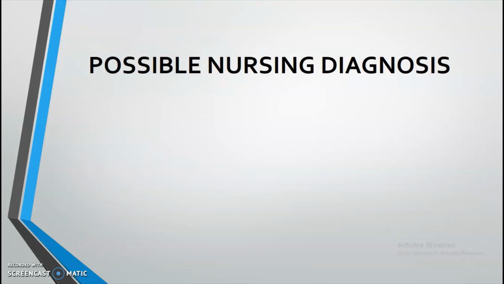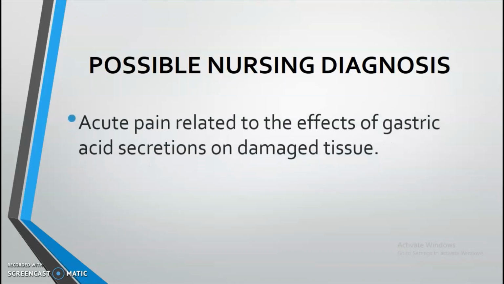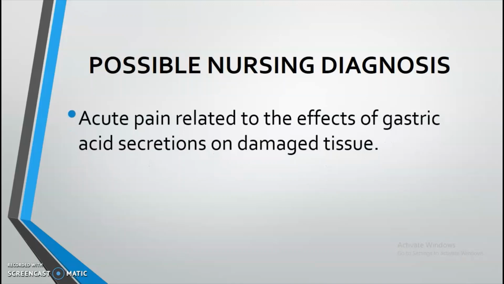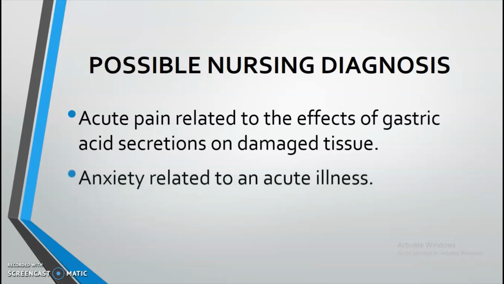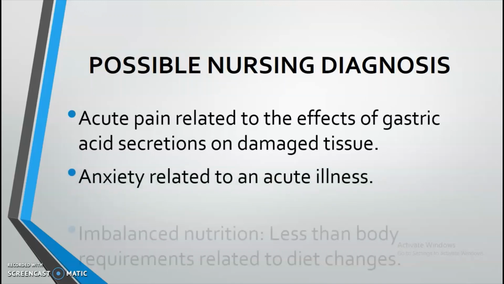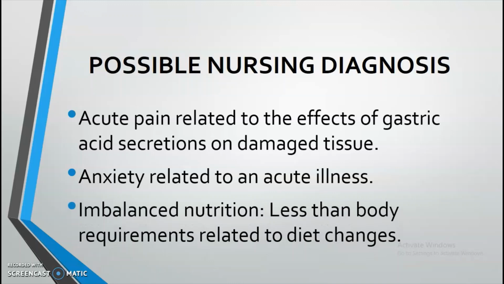And for the possible nursing diagnosis for patient with peptic ulcer disease, okay, patient may have diagnosis such as your acute pain related to the effects of gastric acid secretions on damaged tissue, or anxiety related to acute illness, imbalanced nutrition, less than body requirements related to diet changes. So these are the three possible nursing diagnoses that can be applicable depending on the client's situation. So there you go. That is the discussion about your peptic ulcer disease.